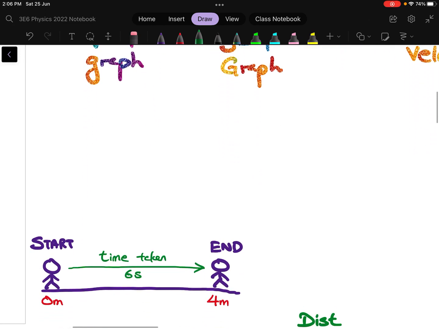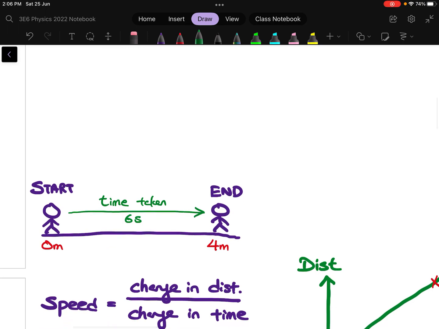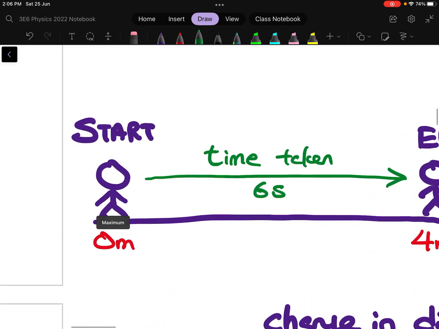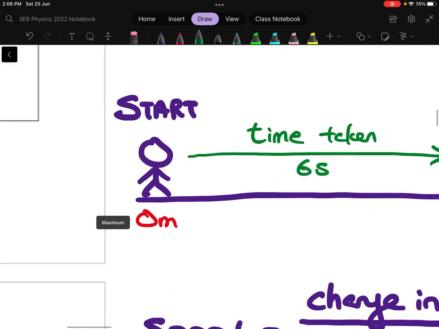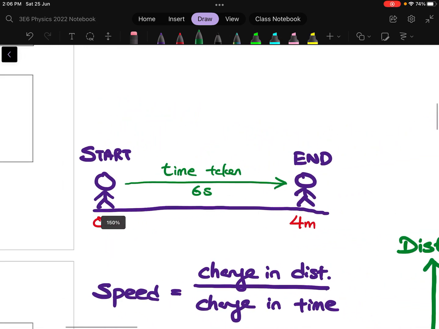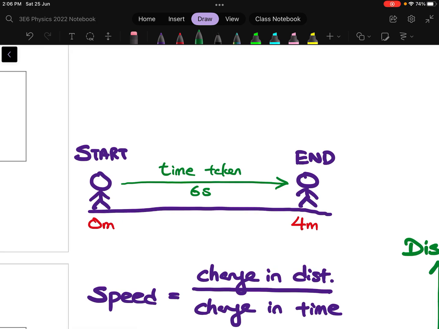So before we begin, let's start off with something that is very simple. For example, speed. So in lower secondary, you have learned about speed. To calculate speed, it is quite straightforward. Let's say I have a man here at the start point, and the start point is denoted at 0 meter, and he moves to the right, positive direction, and it takes 6 seconds to reach 4 meter. So how do I find the speed?